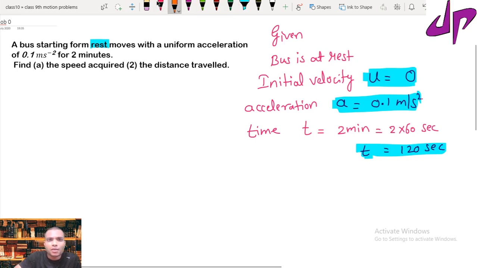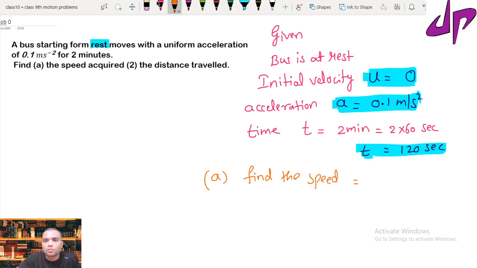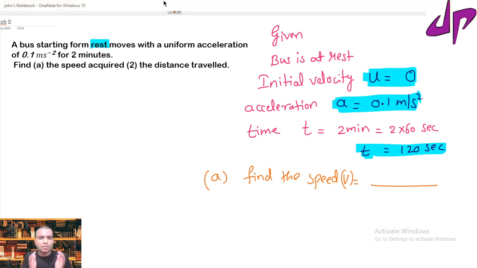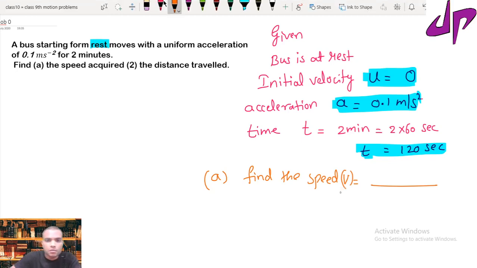So what do we need to figure out? We need to find the speed, which I can call the final velocity. See the problem, initially the bus is at rest. Now it is moving with uniform acceleration for 2 minutes. So after 2 minutes, what is the bus velocity? That we need to find out. To find the speed, I will use the first equation of motion. What is the first equation of motion?